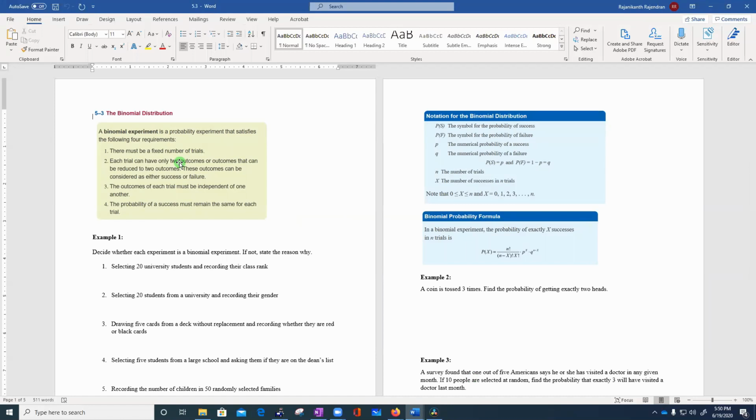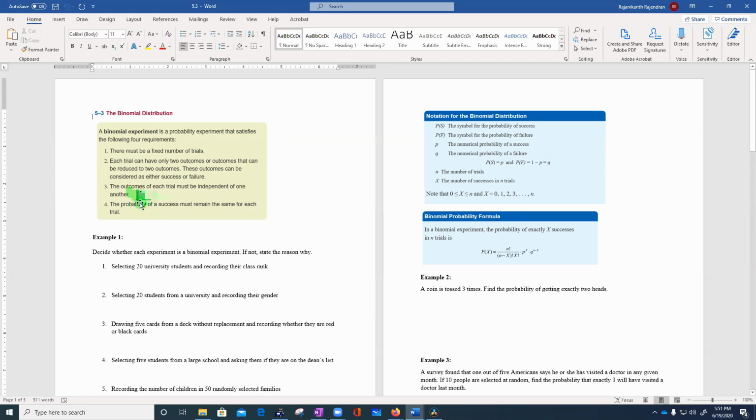For example, tossing a coin, right? When you toss a coin, of course, there are only 2 possibilities. We will get either heads or tails. Am I right? Those kinds of experiments are called binomial. Always you have to have only 2 possible outcomes. Okay? The outcome of each trial must be independent of another. So all the trials, whatever you make, should all be independent events.